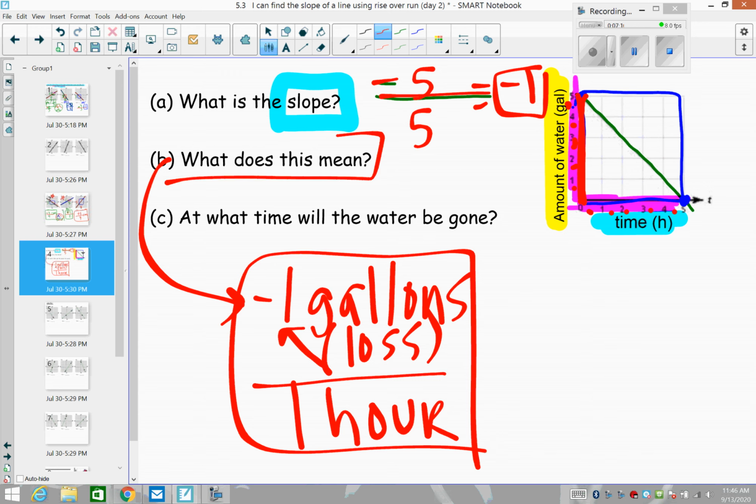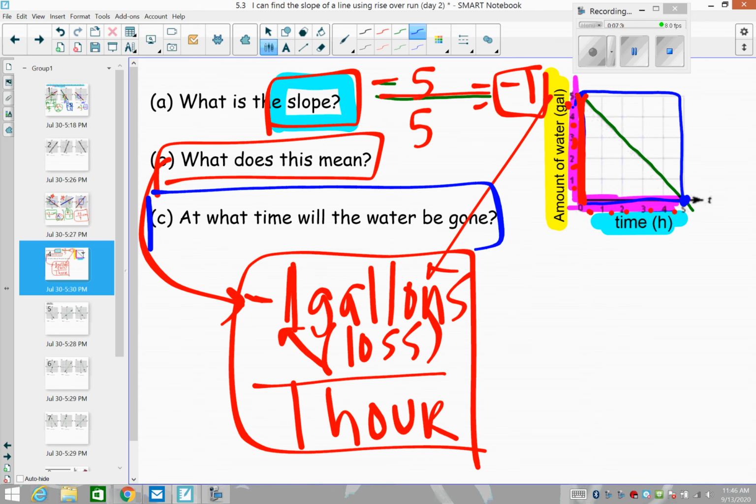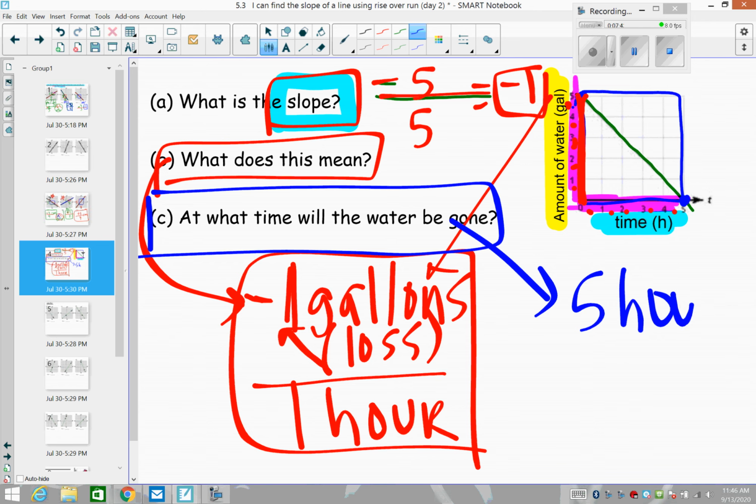So what does this mean? That means that the rate of change, the slope, is that we're losing 1 gallon of water per hour. It's coming from that negative one there. At what time will all the water be gone? So one way to look at that is that we can just problem solve that if there's 5 gallons and we're losing 1 gallon per hour, it would be 5 hours.